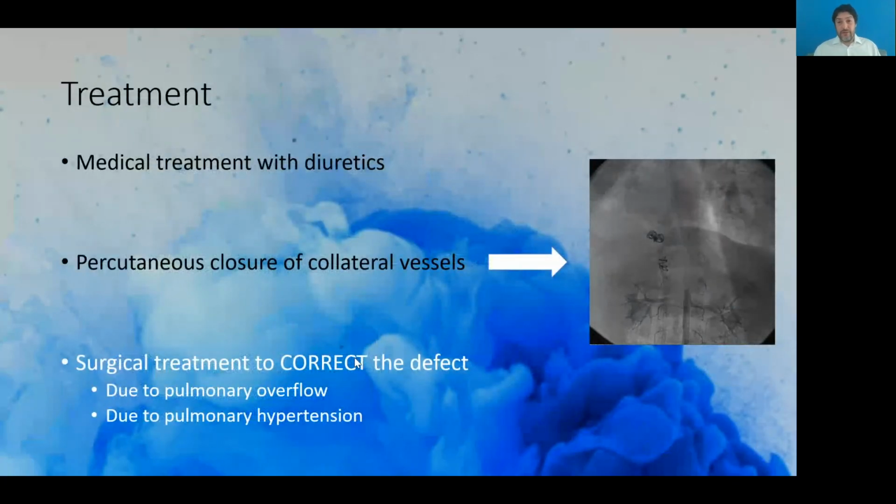Okay, regarding treatment, you treat these patients as usual with diuretics, and you have to try, as I told you before, to close the collateral vessels in the cath lab.